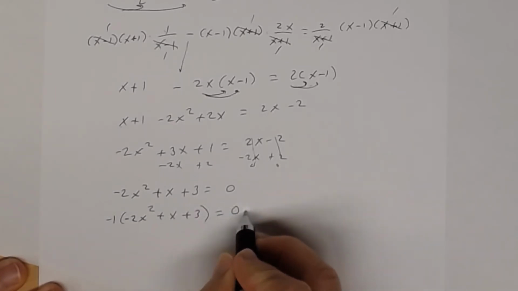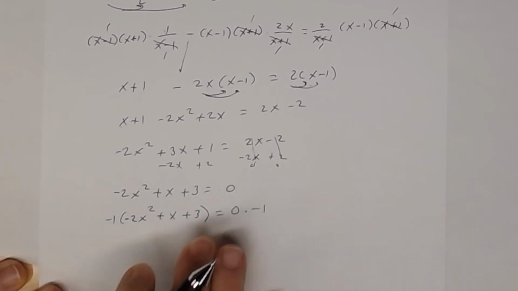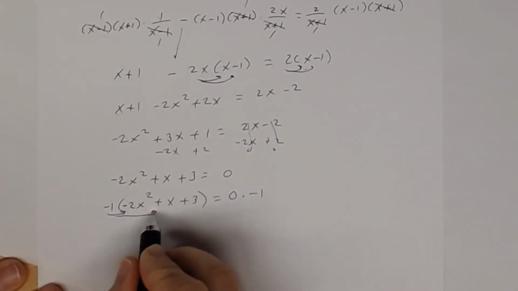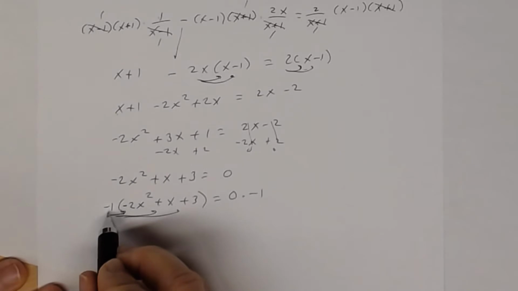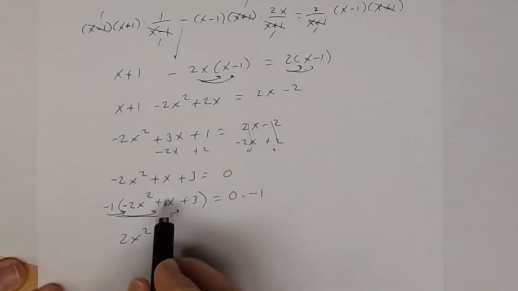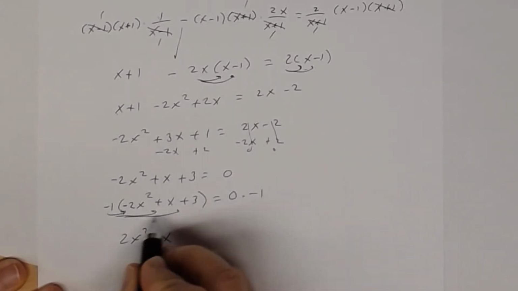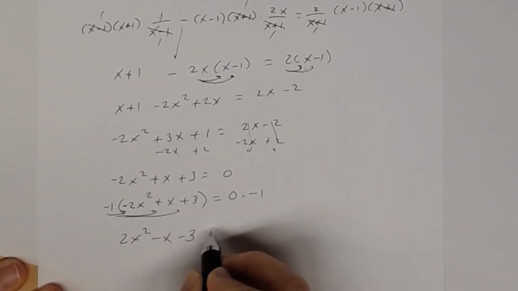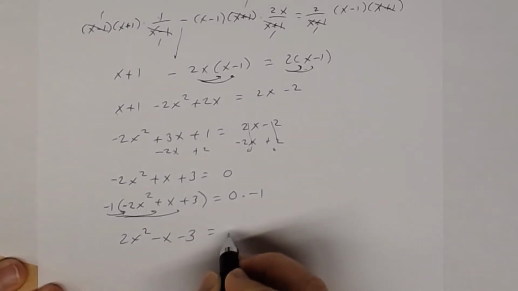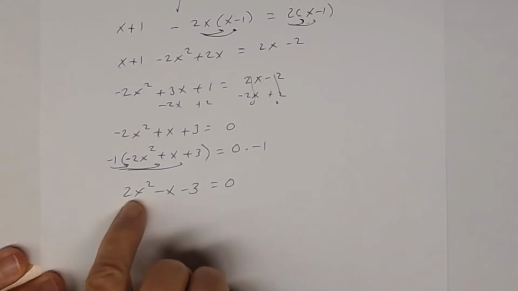Okay? 0 times negative 1. What you do to the left, you do to the right. Now go ahead and distribute the negative 1. I get a negative 1 times a negative 2x squared is a positive 2x squared. A negative 1 times x is a negative x. A negative 1 times 3 is a negative 3, equal, and 0 times negative 1 is 0. And now notice this is a lot easier to factor.